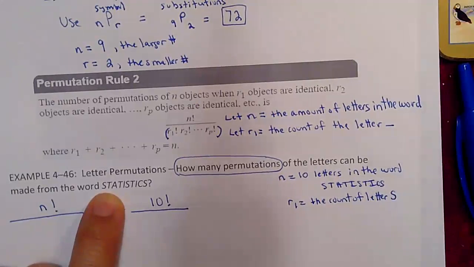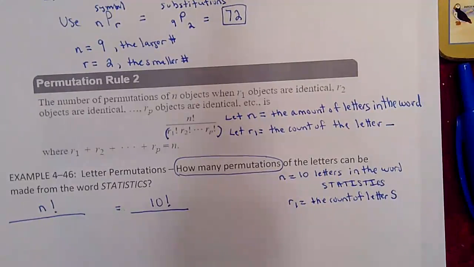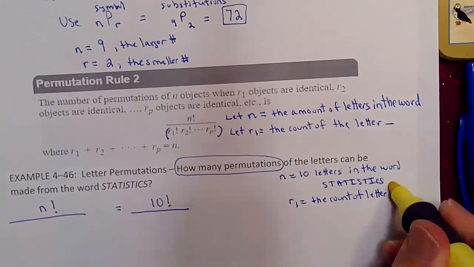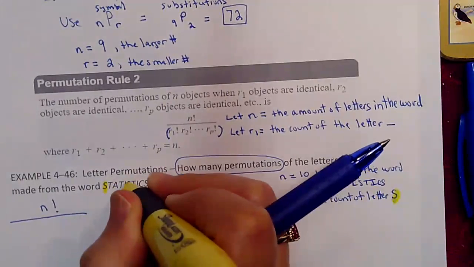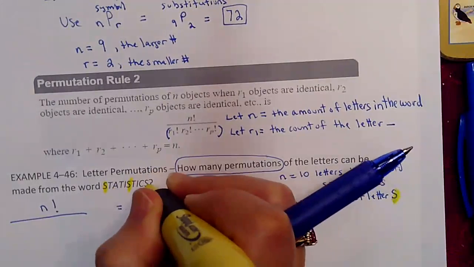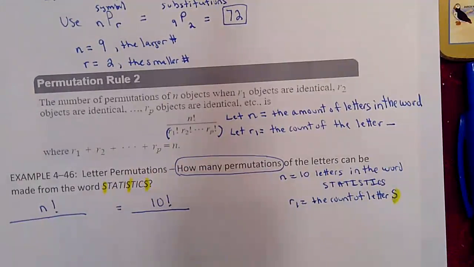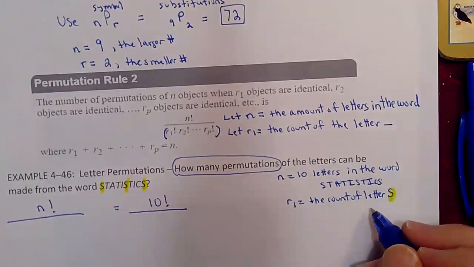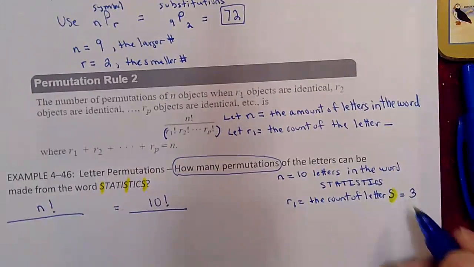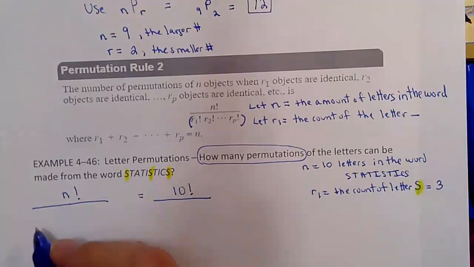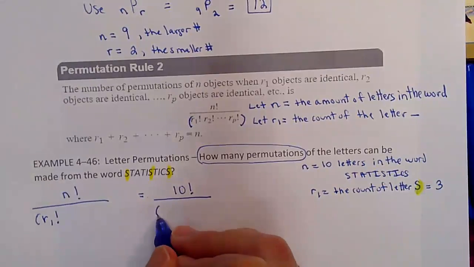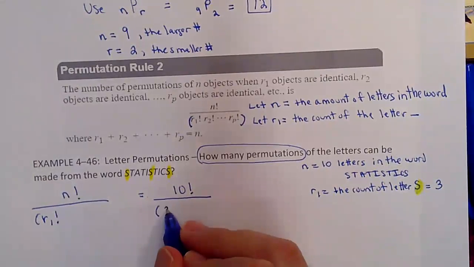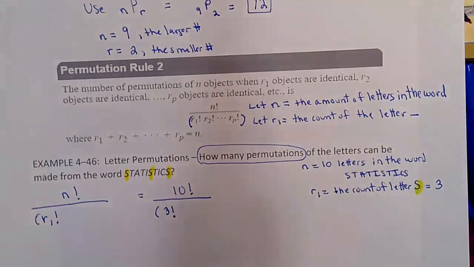With S. So if I count my letters for S, I'm going to highlight that in yellow. Let's see how many we have. So we have 1, 2, 3. Okay. So the count of the letter S is 3. So therefore, right here in my formula, R sub 1 factorial, for us, R sub 1 factorial is 3 factorial.